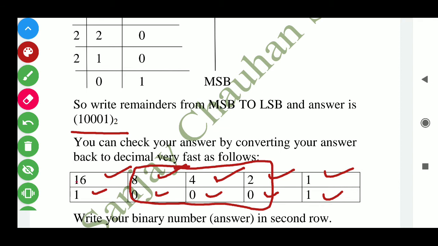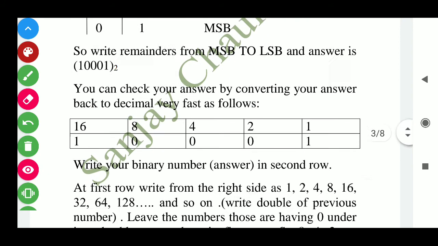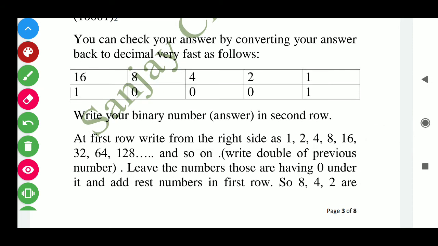So this 1 is left, okay, and this one is left. So what is it? Its value is 16 above, and its value is 1 above. So 16 plus 1 is 17. This is your answer. So that means your answer is correct. I have explained this here in words. You can see it. Okay, let's move.